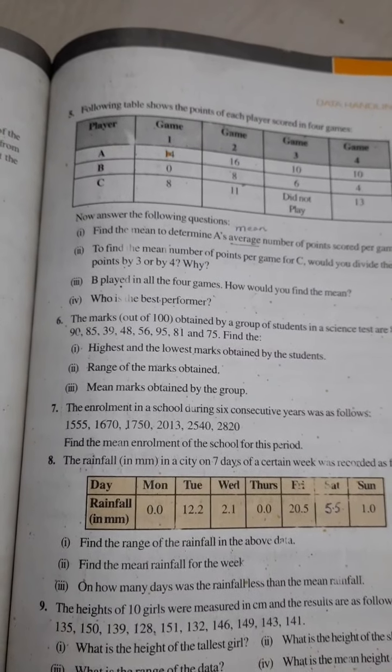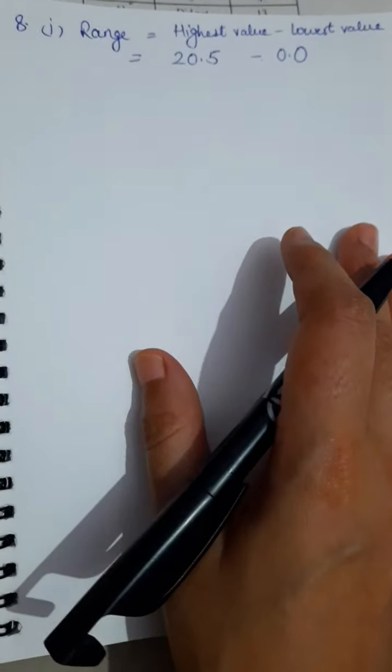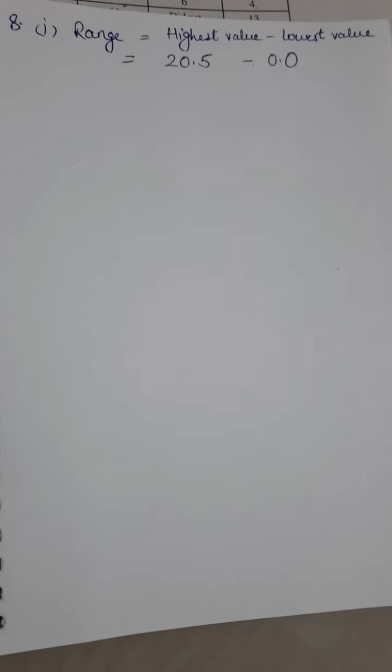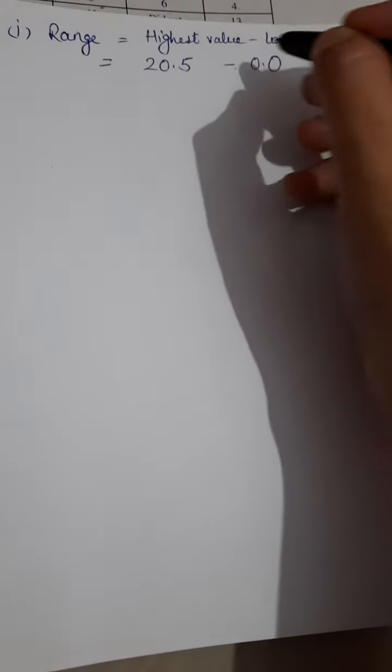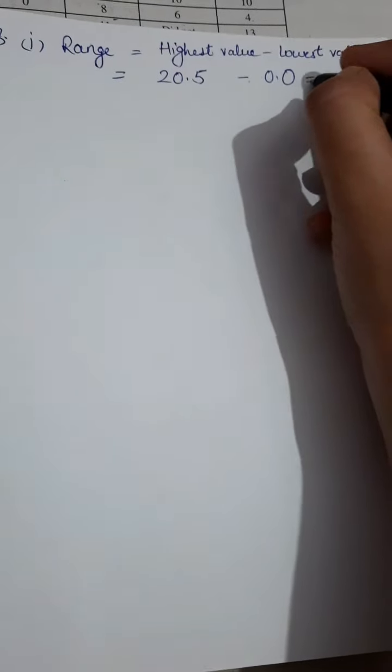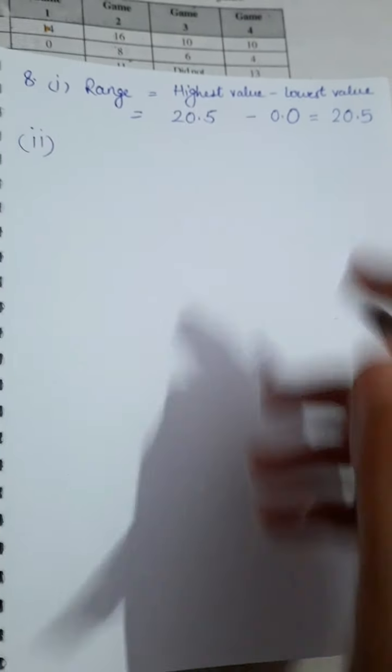So how can we find our range? We can write range is highest value minus lowest value. The highest value is 20.5, the lowest value is 0.0. If we subtract these, we get range as 20.5. So this is our answer for the first part.